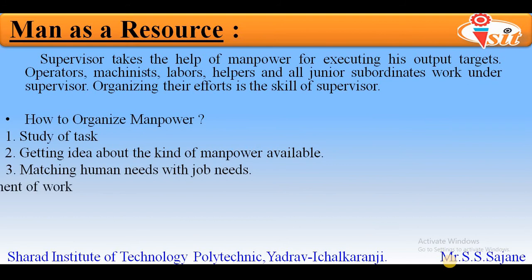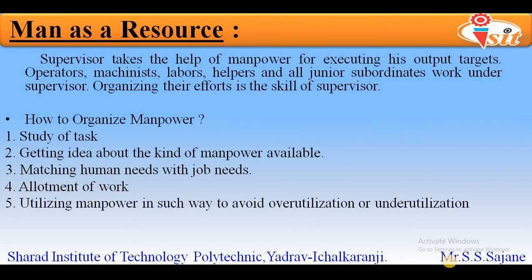After matching human needs with job needs, the next step will be allotment of work. He has already studied what the task to be completed is. He has also gained the knowledge of what kind of manpower he has, and after thinking on these points, he will then decide to allot the work. After allotting the work, he will utilize the manpower in such a way that the employees are not overutilized or underutilized. So these are the steps for organizing the manpower.